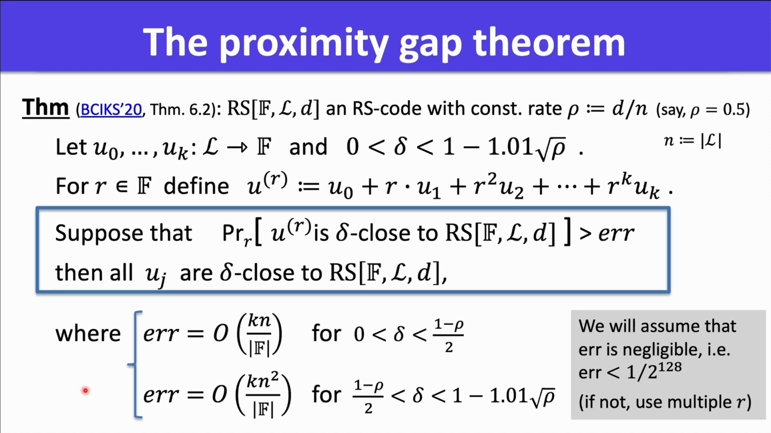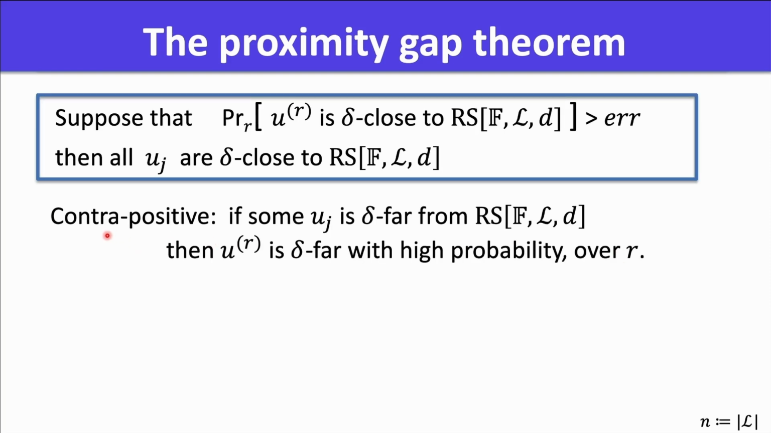And if that's not true, we're simply going to have to use multiple r's, not a single r, and prove that all of those u superscript r's are close to the Reed-Solomon code. So what this says is that if u superscript r is delta close to the Reed-Solomon code with non-negligible probability, then already we know that all the uj's are close to the Reed-Solomon code. I want to write out the contrapositive of this theorem, which says that if even one of the uj is delta far from the Reed-Solomon code, then u superscript r must also be delta far from the Reed-Solomon code with high probability over the choice of r.